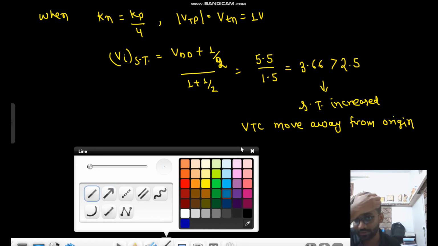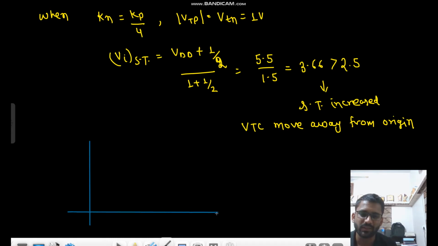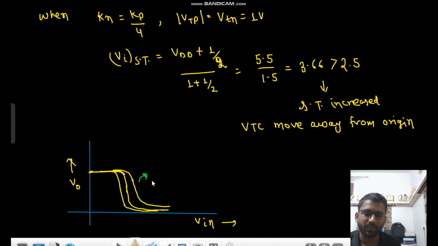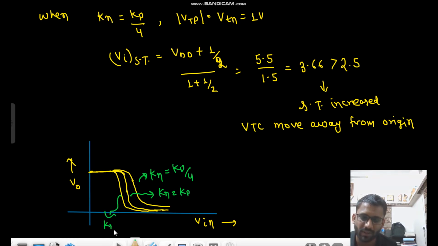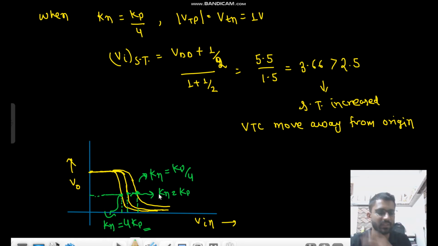Okay. So if there is a VTC drawn like this, V naught by V in. Okay. I will just pause the video and do it. So I didn't make that much good, but just to make you understand, this is Kn is Kp by 4, right? This is Kn equals to Kp, and that would be Kn equals to 4 Kp, right? Switching threshold is decreased, that means at lesser value of V in, we will get into the saturation region. Here at this value of V in, we will get into the saturation region, and here at this value of V in, we will get into the saturation. Okay, so it is moving this time, it is moving at this side. Okay, so this is what is happening.